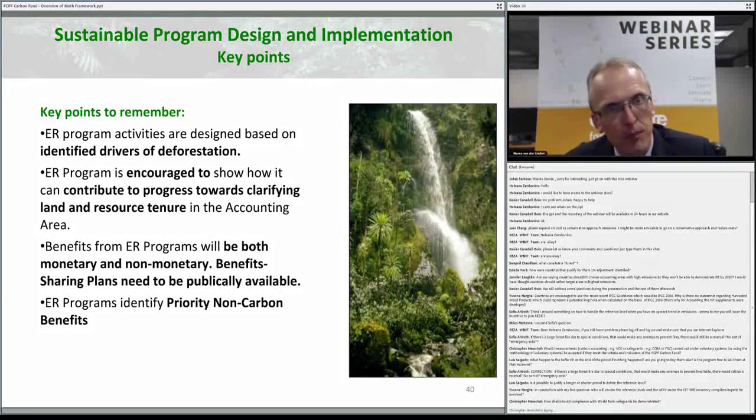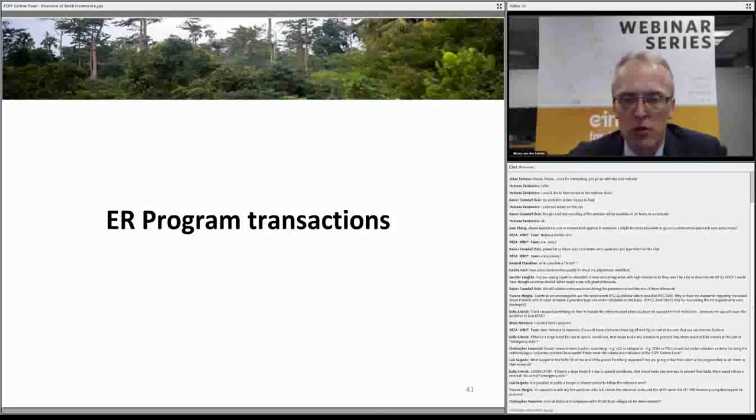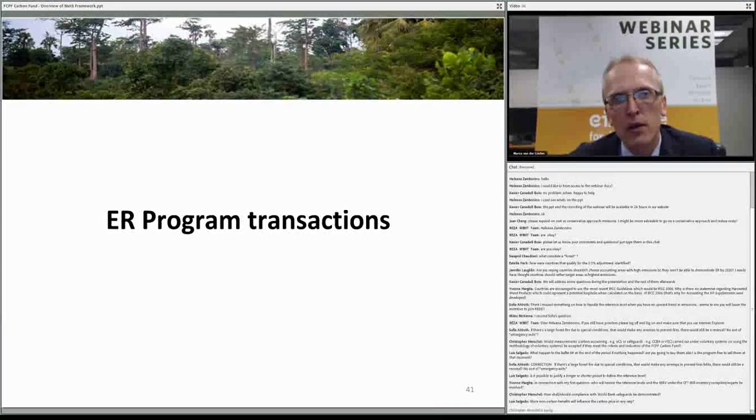Last part of the methodological framework is ER program and transactions. So earlier on, I mentioned this concept of an ERPA, an emission reduction payment agreement. If a country or a program enters into the Carbon Fund, there will be this contract, and this contract will say, okay, we will pay you for these emission reductions, but in exchange you will transfer the title to these emission reductions to the fund.